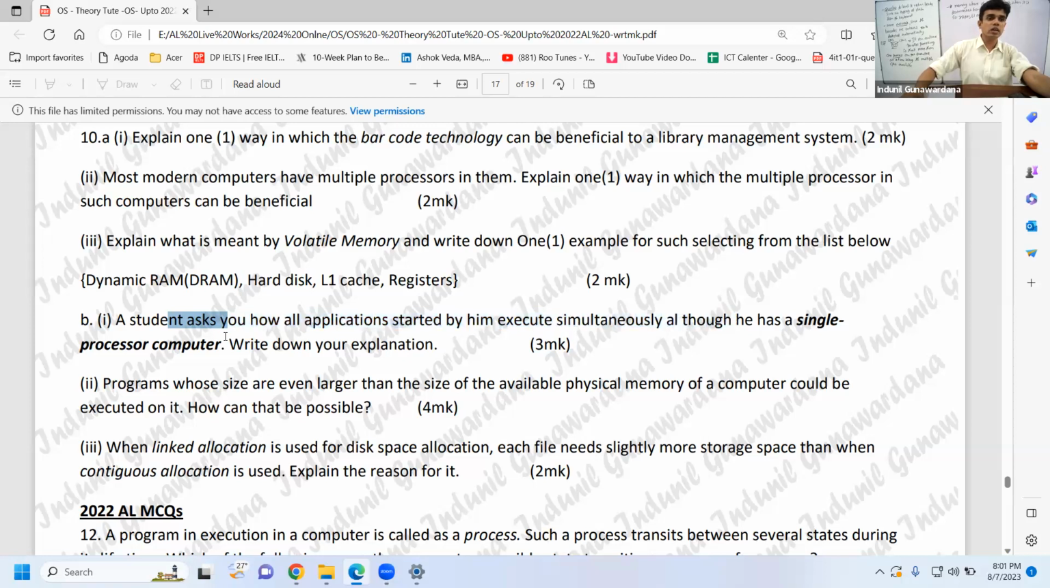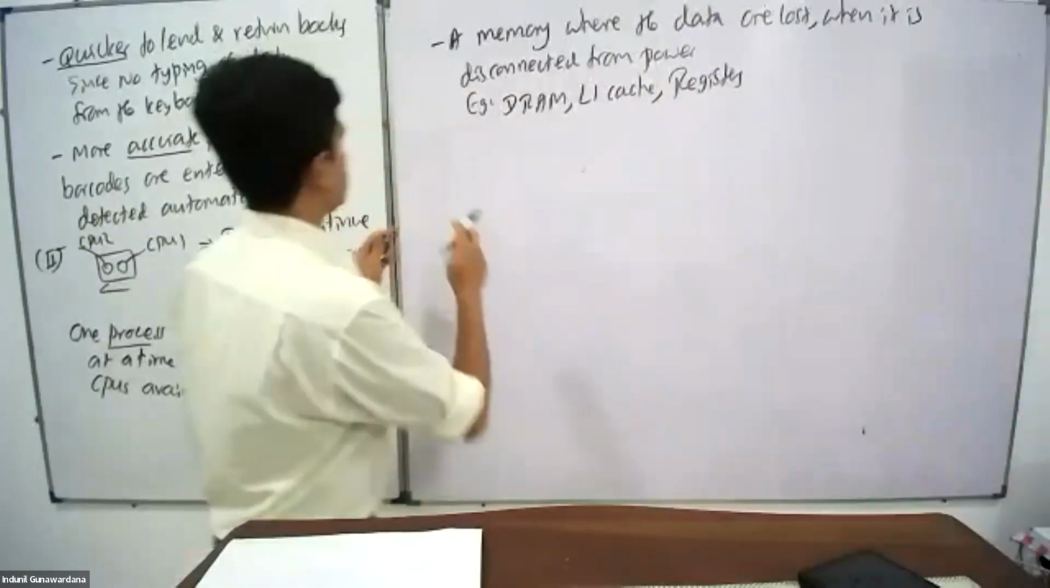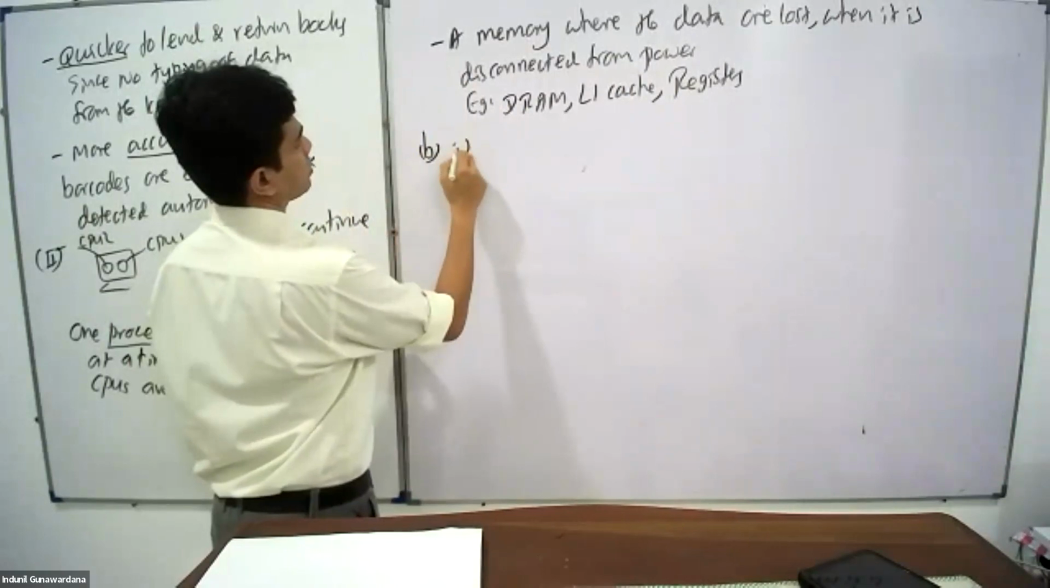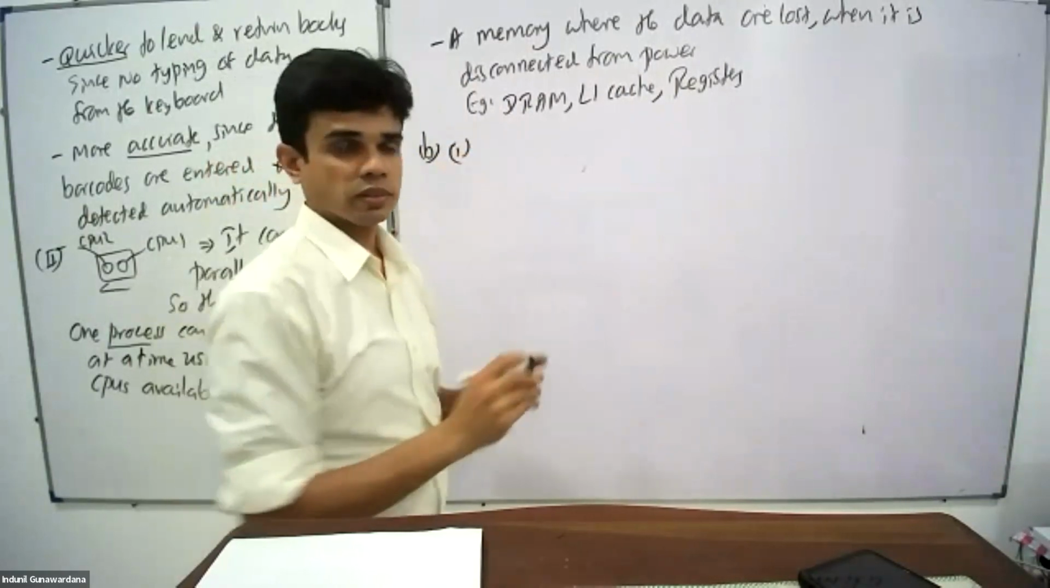Part B. A student asks you how all the applications started by him execute simultaneously although he has a single processor computer. Write down the explanation. How are all the applications started going to be executed simultaneously using a single processor? What is that? That's context switching, right?